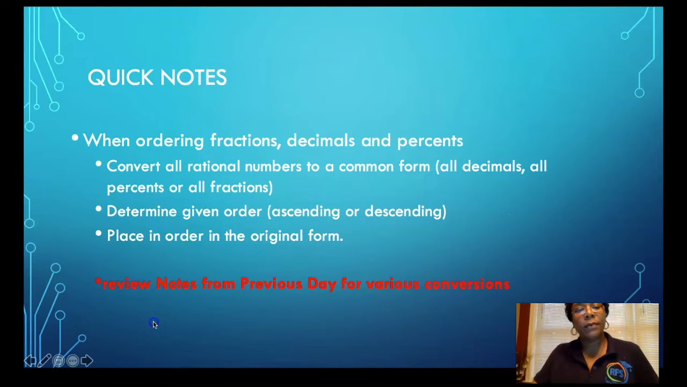So just think about that when you're jotting quick notes in your notebook. When ordering fractions, decimals, and percents, you want to convert all of your rational numbers to a common form. Whether they're all decimals, all percents, or all fractions is your choice. You're going to determine the order, whether ascending or descending, and then place them back in order in the original form in which they were given.